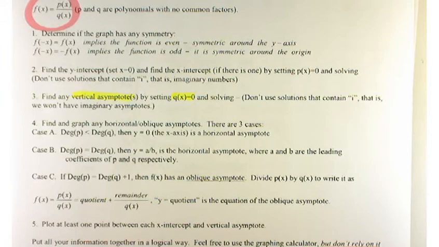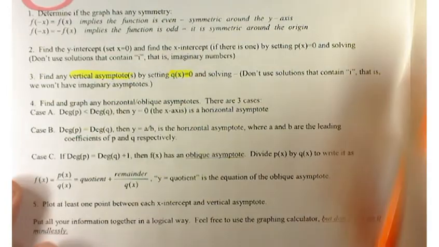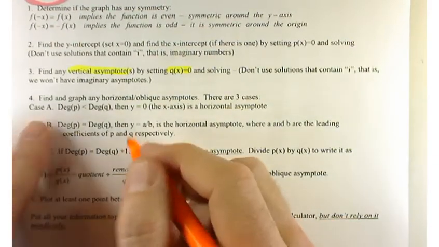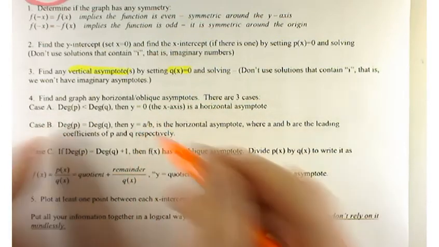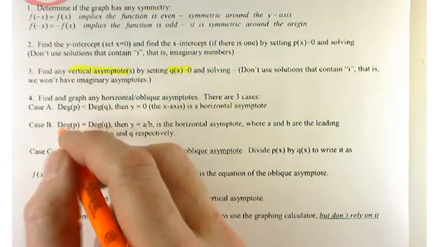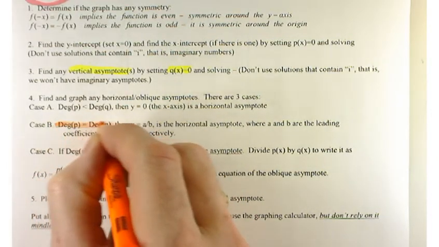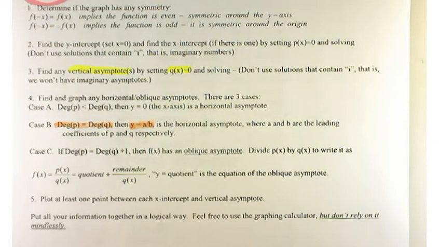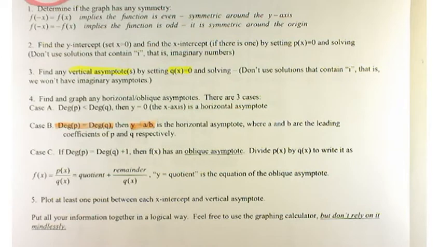Now, how about your horizontal asymptotes? Horizontal asymptotes present a little bit more of a challenge. There's 3 different types of horizontal asymptotes. The first one is the case that we just dealt with, where the degree of the numerator equals the degree of the denominator. If that's the case, then y equals a over b will be the equation of your horizontal asymptote, where a and b are the leading coefficients of the numerator and denominator, respectively.